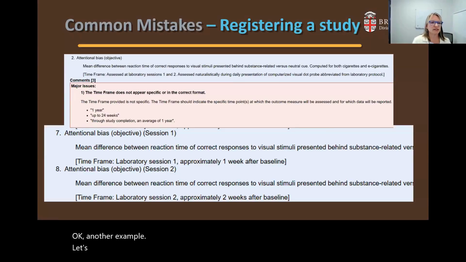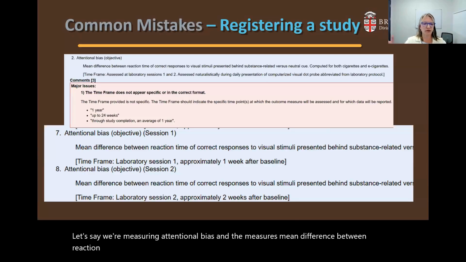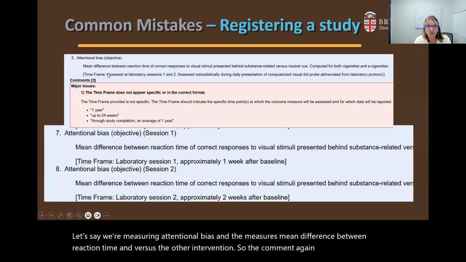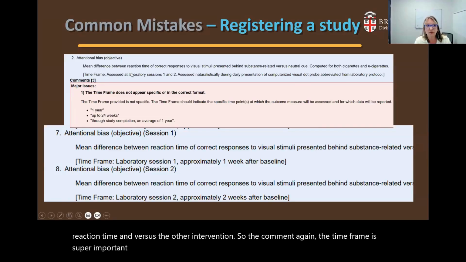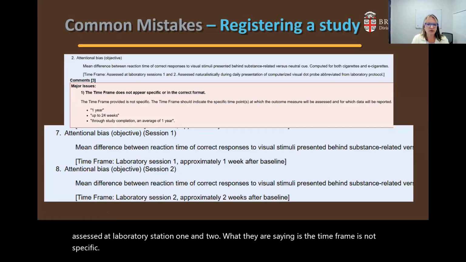Let's say we're measuring attentional bias, and the measure is the mean difference in reaction time between one intervention versus the other. So the comment, again, the time frame is super important, because the comment of the reviewer was that the time frame was presented as assessed at laboratory session 1 and 2. What they are saying is the time frame is not specific. And I will tell you a little bit about this.